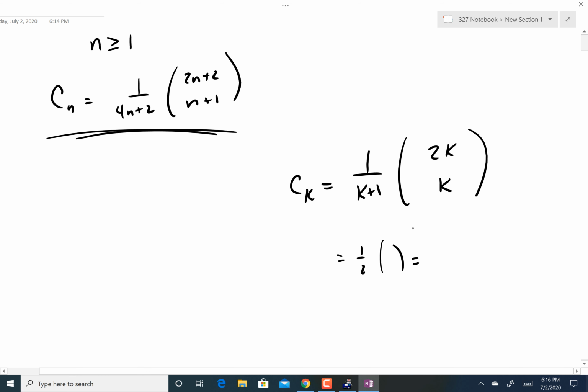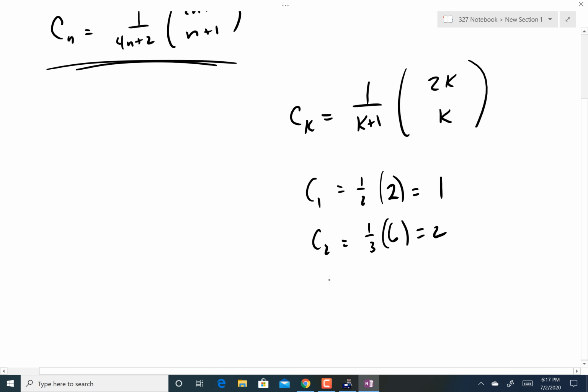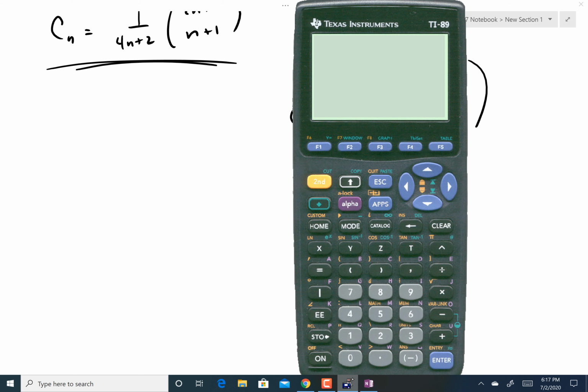There's a problem. So it's 2 times 1 is 2. 2 choose 1 is 2, and so the answer is 1. If you did it for 2, you would find that it's 1/3. 4 choose 2 is 6. 2 is your answer. C3, 1/4. Be 8, choose 4. I don't know what that is off the top of my head.